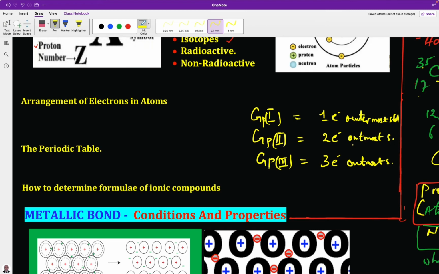Now, when we have ionic compounds formed from between all these, how can we determine their compounds? It leads us to how to determine the formulae of ionic compounds.